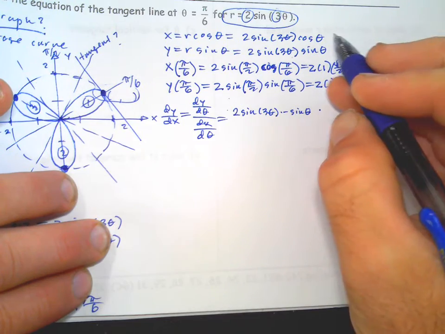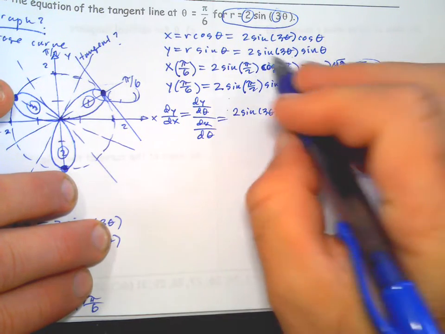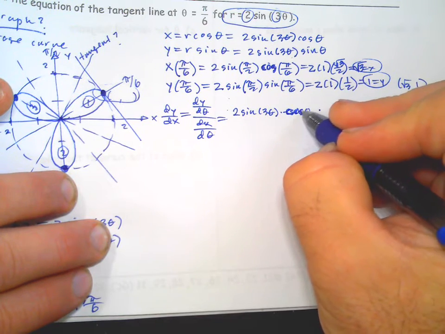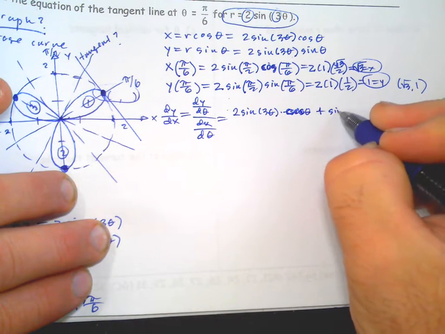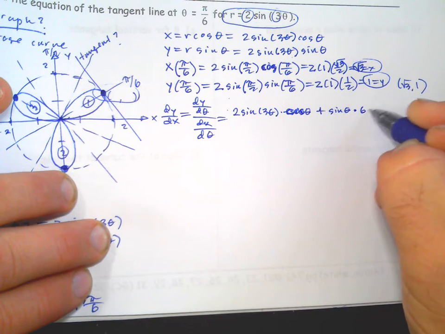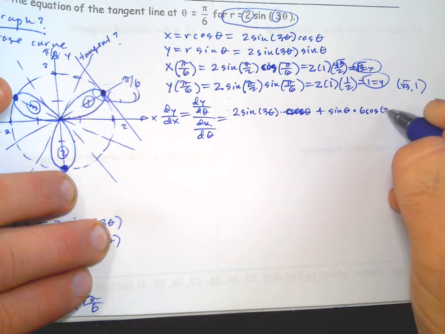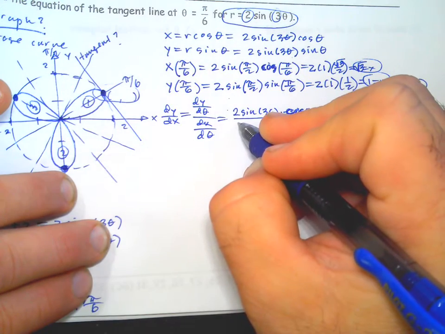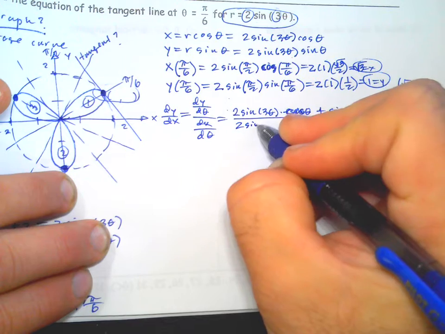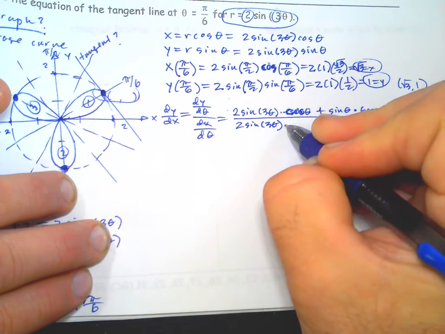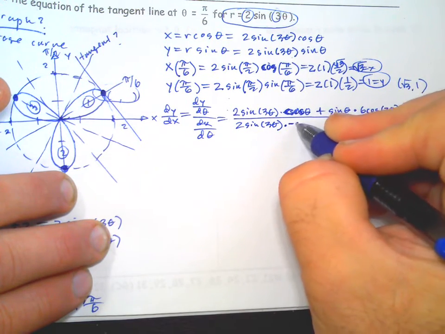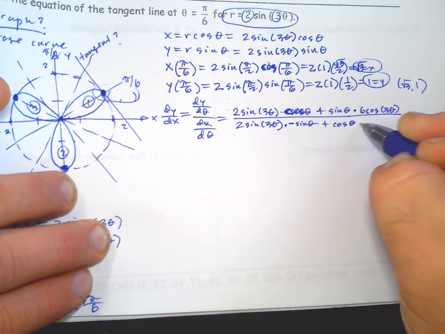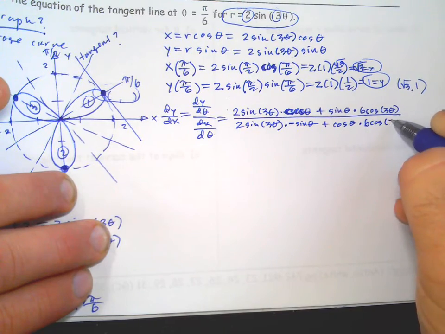Oh, I'm making a mistake. I was mentioning you got to make sure I was doing dx on the top, but it's dy. So that should be cosine and then plus sine theta times 6 cosine 3 theta. Don't forget the chain rule. All over. Now we do the derivative of x, 2 sine 3 theta, negative sine theta plus cosine theta times 6 cosine 3 theta.